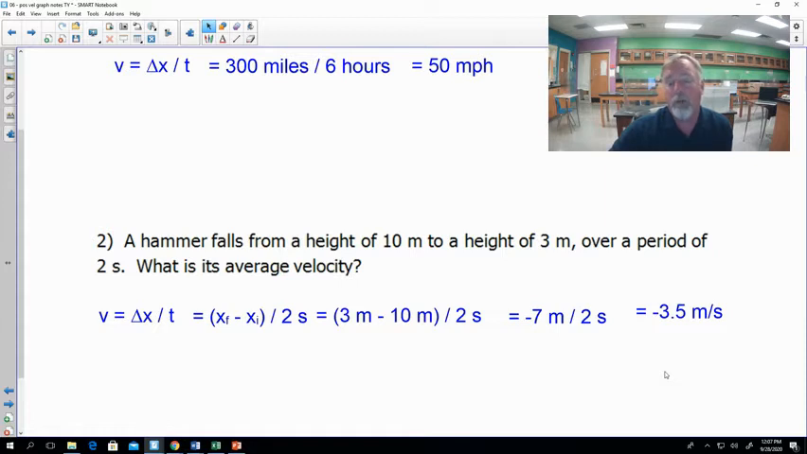Now, if you ever want to do a gut check, you realize, okay, our velocity is negative. That better mean that our ending point is in a negative direction from our beginning point. And indeed, going from 10 meters to 3 meters, you're going in a negative direction, which corresponds to our negative velocity. So we made our math correct. We didn't make a simple error.